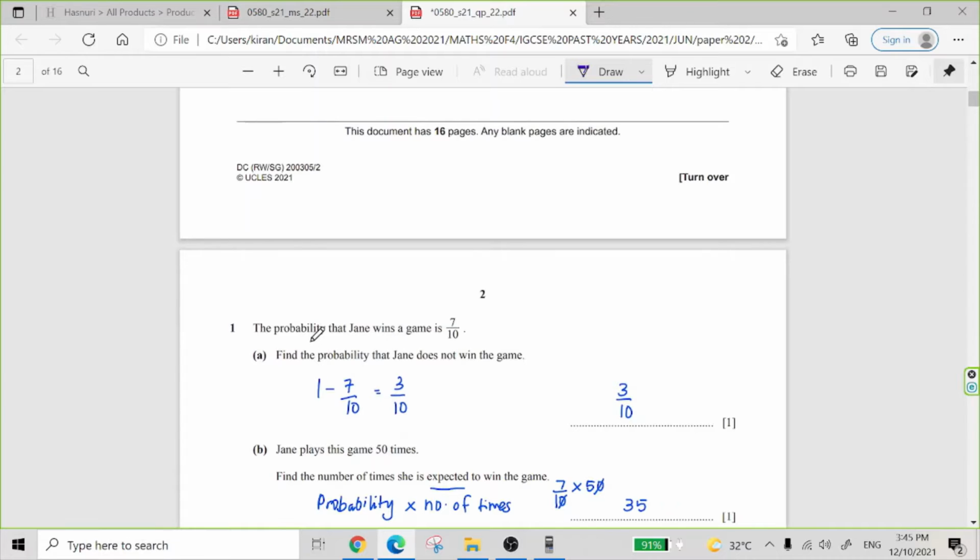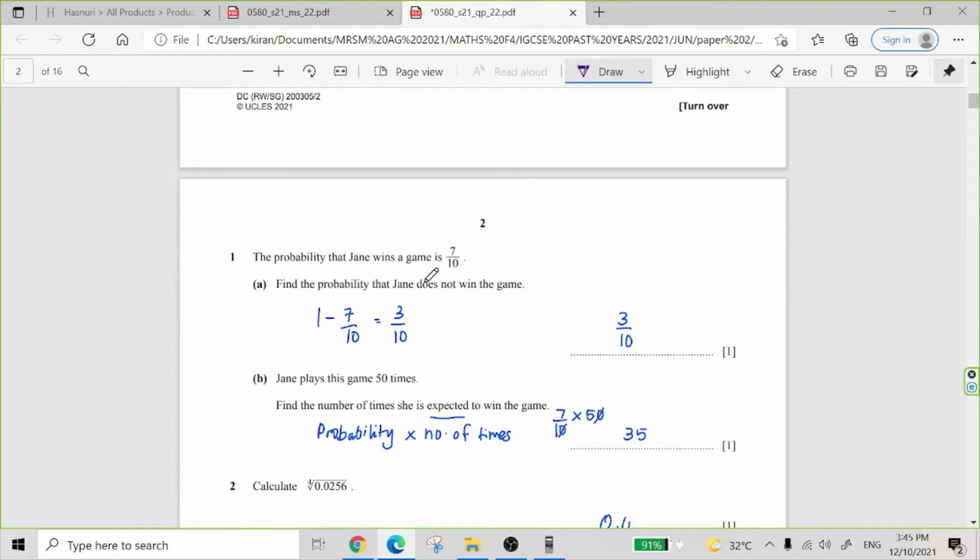The probability that Jane wins a game is 7 over 10. Find the probability that Jane does not win the game. For this part, we know that "does not" means the complement of the probability. How do you get the complement? We just take the number 1, which is the total probability of the event, and minus the probability given. So now we get 3 over 10.